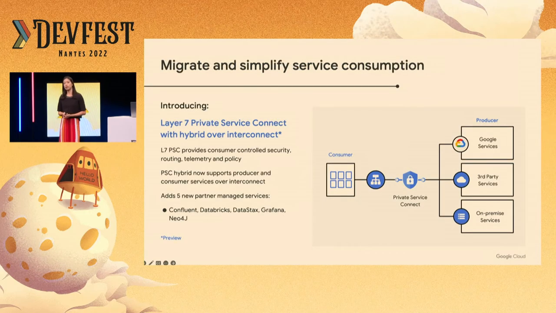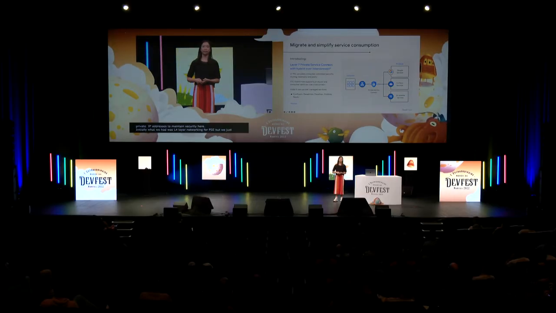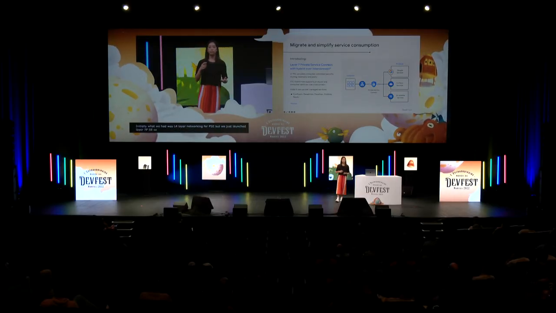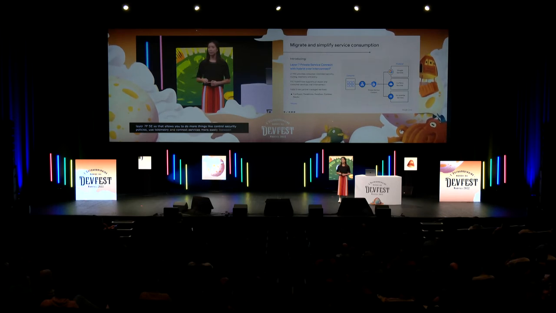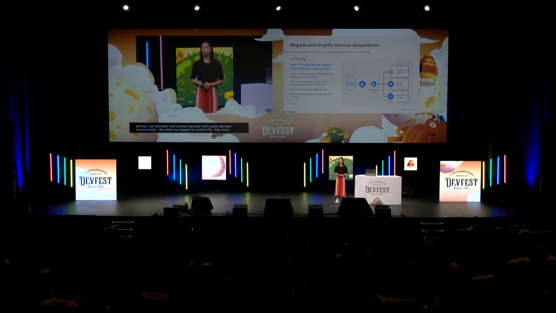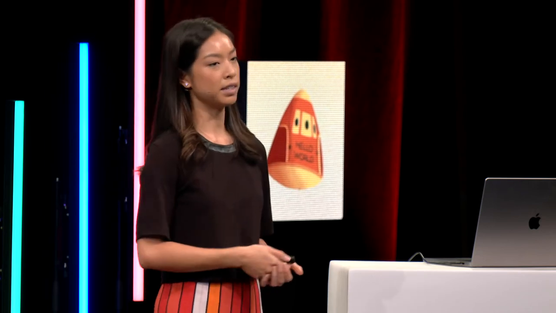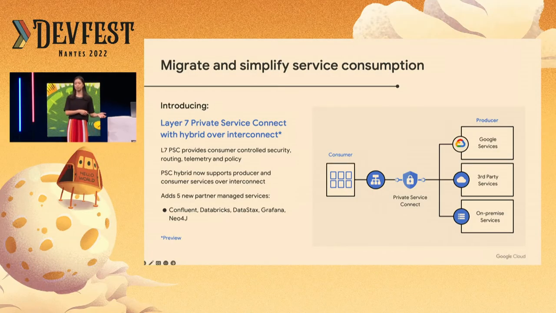Initially, what we had was L4 layer networking for PSC, but we just launched layer 7 PSC. That allows you to do more things like control security policies, do telemetry, and connect services more easily between environments. We also rolled out support for hybrid PSC, so you can connect things on-premise to the cloud very easily. All you do is set up endpoints between a consumer service and a producer service. And you can even set up the L7 load balancer that I just talked about to have a public endpoint for your services, but that still gets passed off to private backend services.